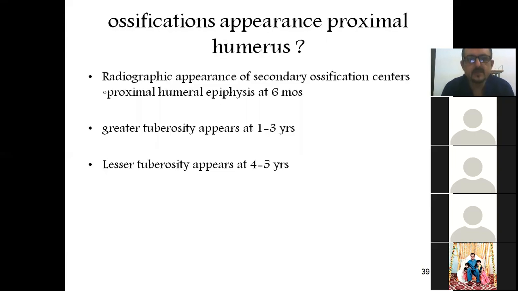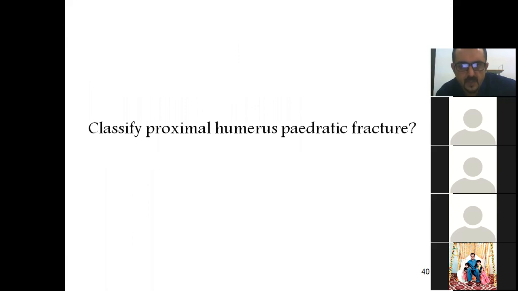Remember the ossification appearances, because greater tuberosity appears at 1 to 3 years and lesser tuberosity appears at 4 to 5 years. So there is difficulty in identification of these fractures in these age groups before the ossification. How do you classify proximal humerus pediatric fractures?